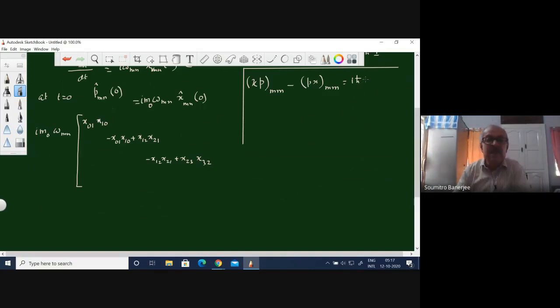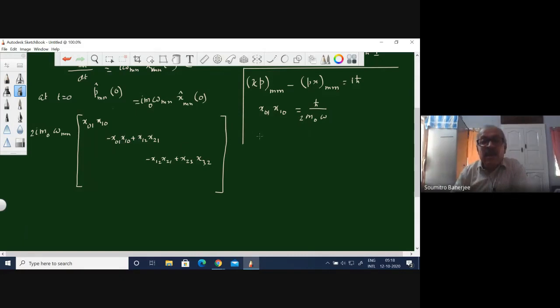So effectively what happens is that your x 0 1 x 1 0 term here becomes, the i cancels off, but it becomes ħ by m naught omega. There was a 2 somewhere. Oh, it was a 2 here. Because if you do that, it will come like 2. So there was a 2 here.